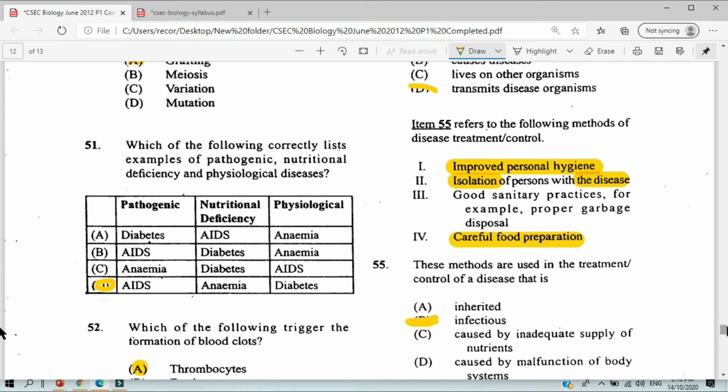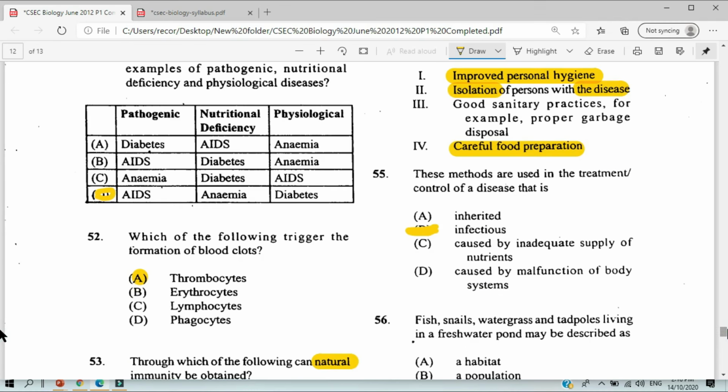For 52, which of the following trigger the formation of blood clot? We chose A, the thrombocyte, same thing that you would have called platelets. B is the red blood cell, C white blood cell, and of course D white blood cell. So the only favorable thing here would have been the thrombocytes, which are actually the platelets that would stimulate blood clot.